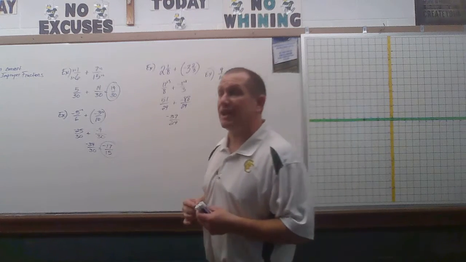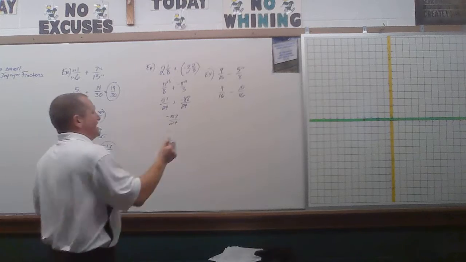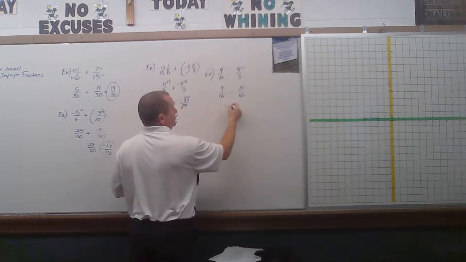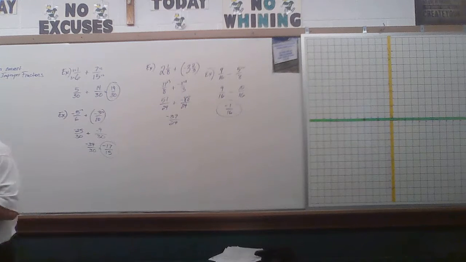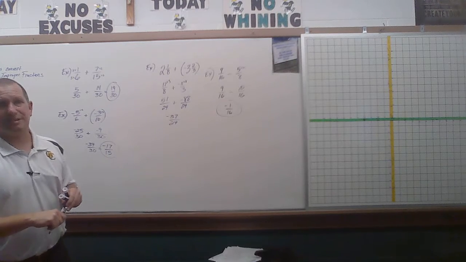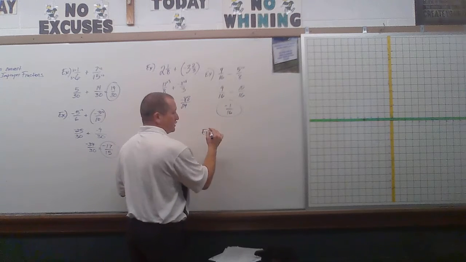Now again, here's where you got to make a decision. Am I going to do keep, change, change? Or am I okay with just saying, I want to do 9 minus 10? That's totally, I'm not telling you how to do it, but that's totally how your mind works, right? So what's 9 minus 10? Negative 1 over 16. Don't forget your sign. Don't forget the denominator. Okay? So basically exactly the same thing that we did earlier. Except now we just subtract.